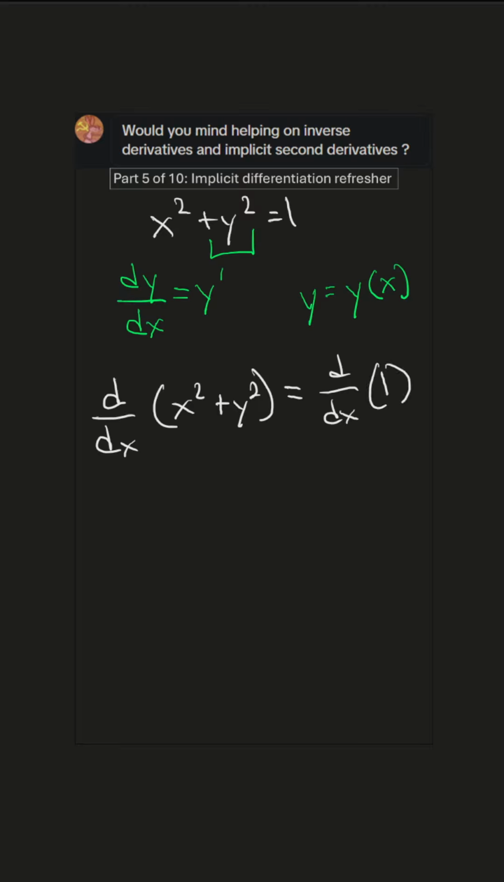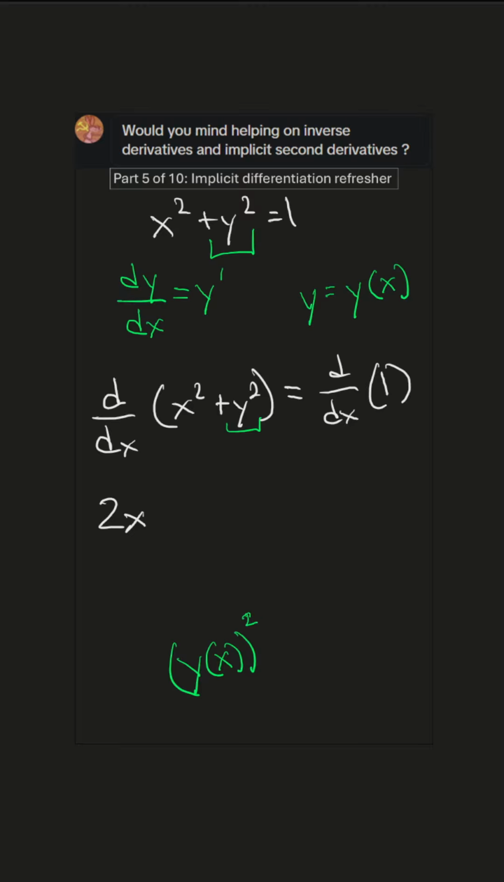And now the first term is easy because we're differentiating with respect to x, and the variable is x. So we just do the normal derivative, and we get 2x. But the second term is a bit trickier. So remember, we're going to treat it as y of x. And here it's squared, see?